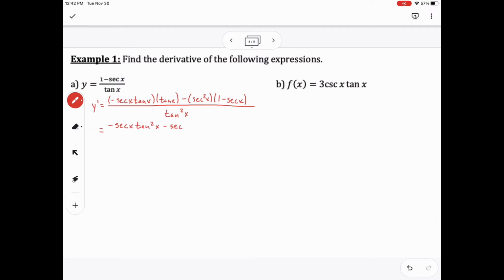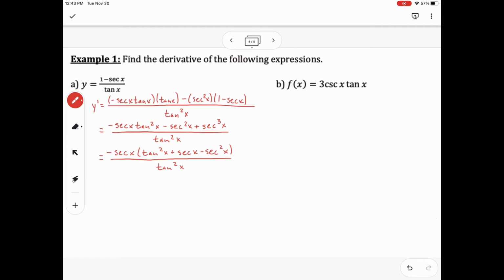And then from there, I want to simplify a little bit, so I multiply those first two terms together, and then I distribute the negative secant squared through to the 1 minus secant. And then from there, I can take out a negative secant x. That allows me to maybe use some of my other trig identities. And so I see that tangent squared and negative secant squared are there. And so I can maybe manipulate this.